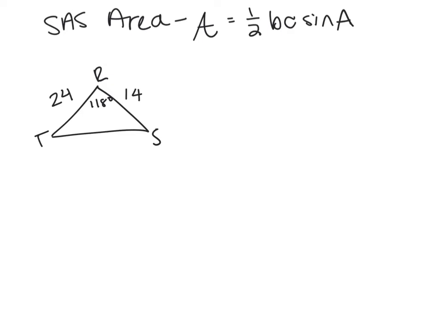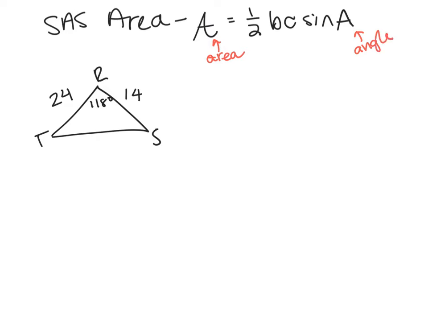Okay, this first area formula is a very simple one. You just use it when you have side, angle, side. So again, two sides and the angle in between. And first off, just so you know, that fancy looking A stands for area. It's just a cursive A, so you don't get it confused with angle A.